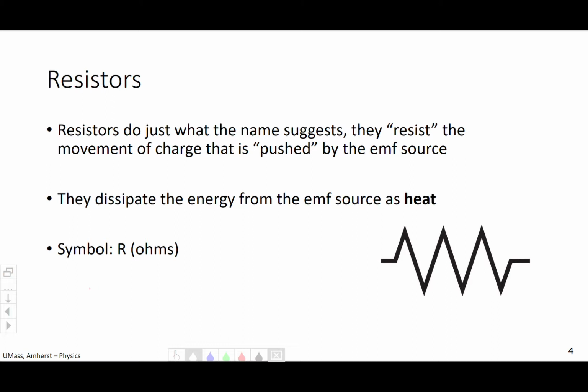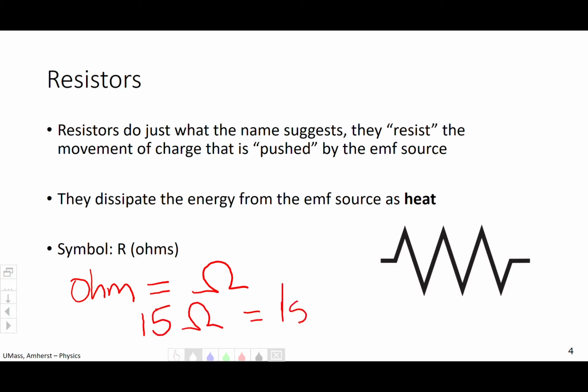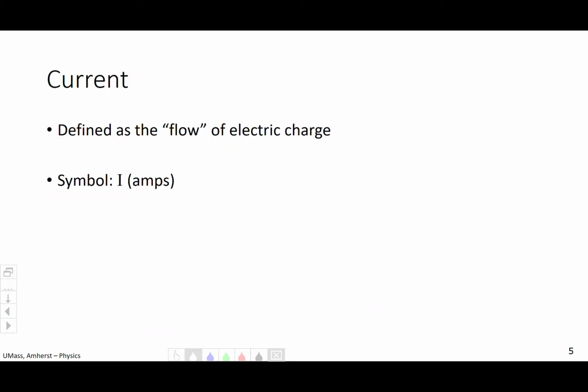The symbol for an ohm is omega. I don't believe I actually wrote this down. So the symbol for an ohm is an omega. So if we say we have 15 ohms, omega is the symbol for it.